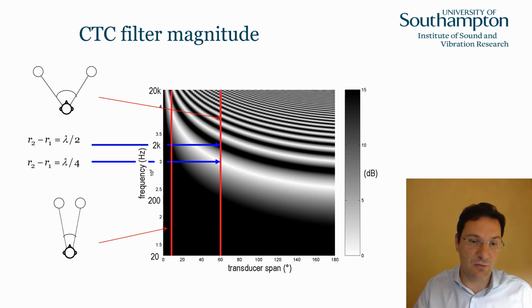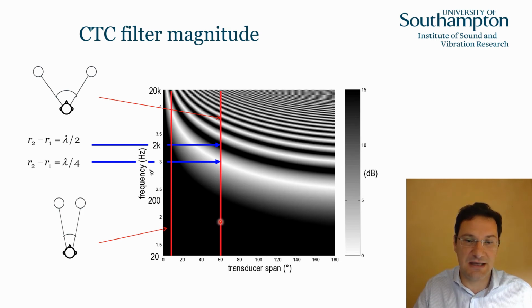We can see that when the span between the two loudspeakers is small, 10 degrees or so, we are in a bad situation at low frequencies. Then we have a region where we have low magnitude, so low energy, good efficiency, and then again, as we saw earlier on, poor efficiency at high frequencies.